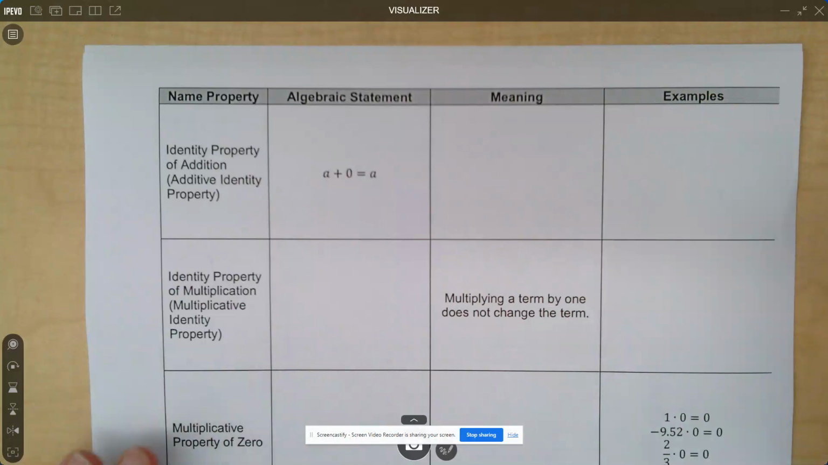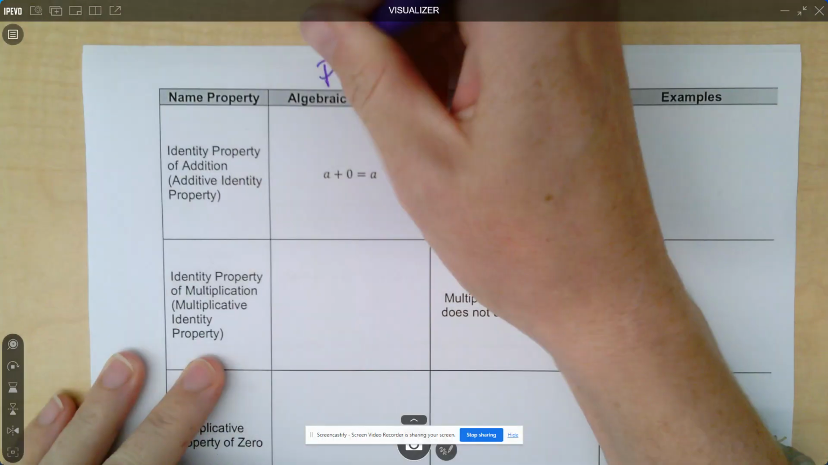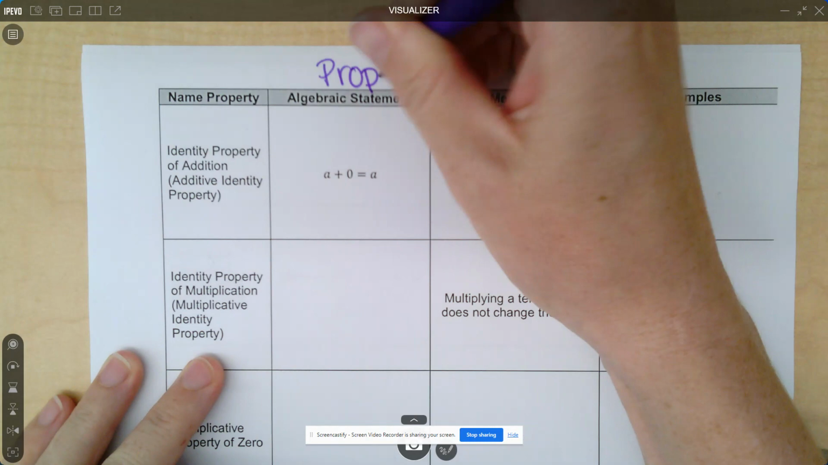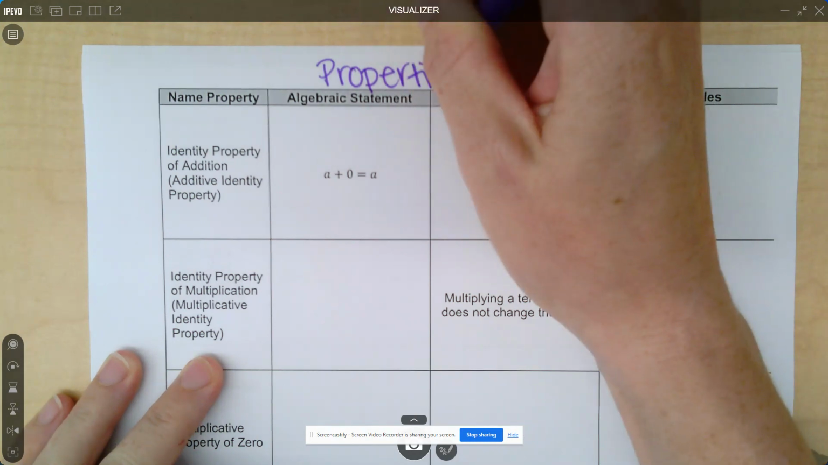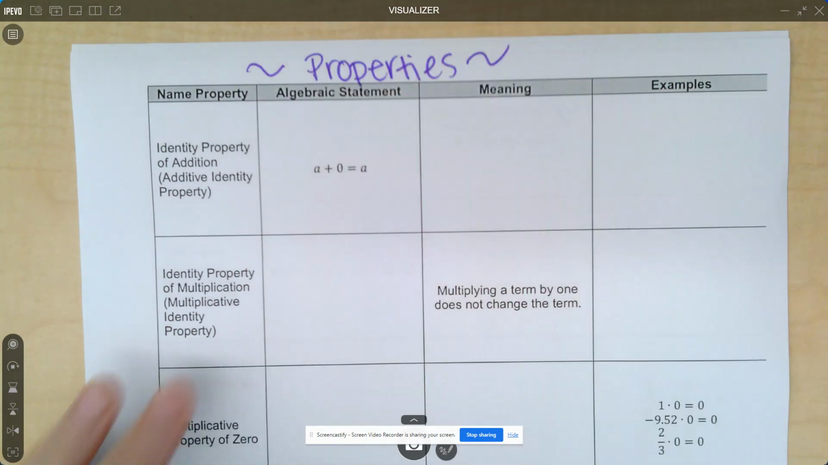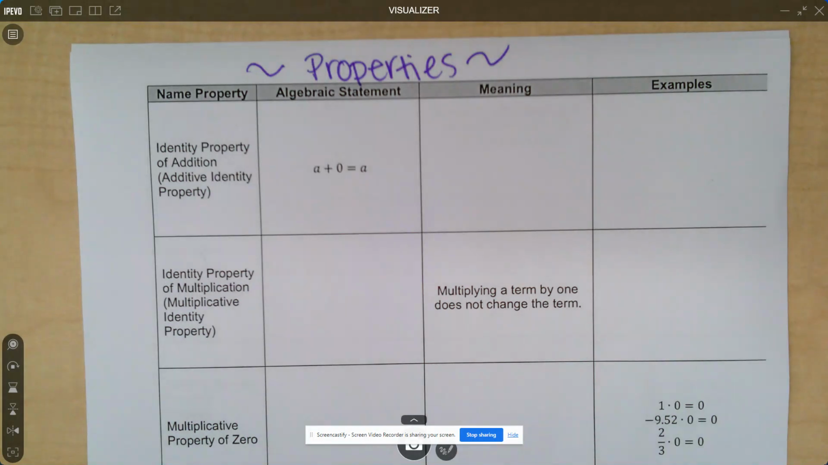So if yours isn't labeled like mine is, let's just label this properties. So these are some math properties. Some of them you already know, and we've been using them already this year, and all of them you'll need to know in your future math classes.